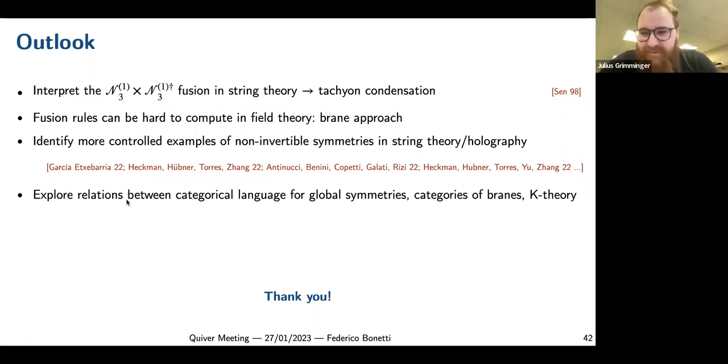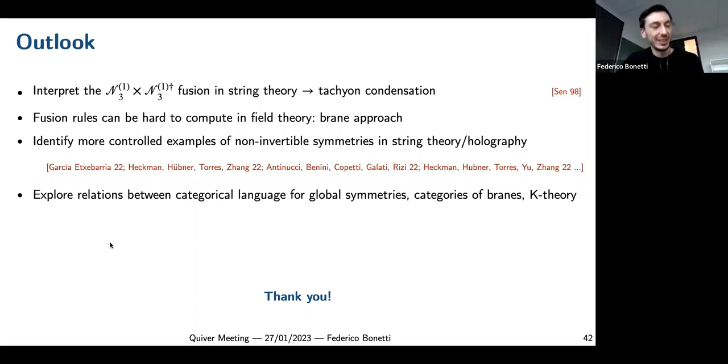More questions? I have one in the holographic setup. I didn't see where you see the boundary between the symmetry and the anomaly TFT. Oh, yeah, that's a good question.